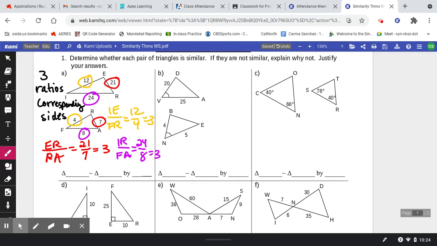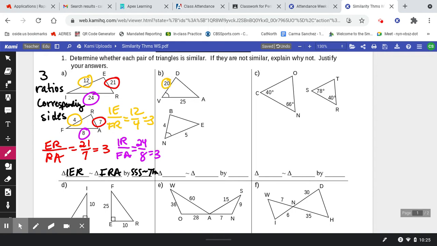we can say that they are similar by side, side, side. So here I go with the triangle names. Triangle IER is similar to triangle FRA by side, side, side similarity theorem. We do need to fit that whole thing in here. Hang on. Side, side, side similarity theorem. The reason we have to write similarity theorem is because there is already a side, side, side congruence postulate. So we have to specify that this is the similarity theorem instead. All right, let's go do the next one.